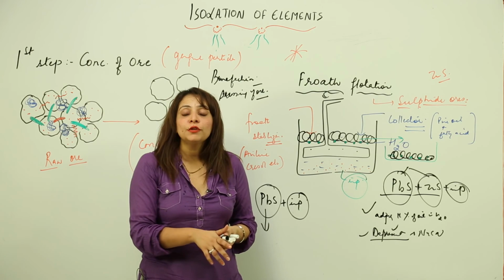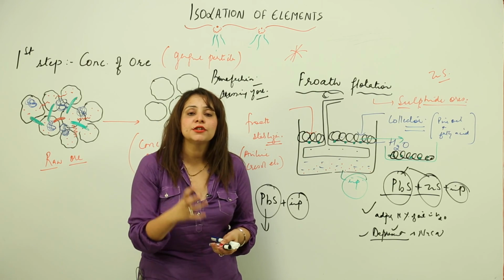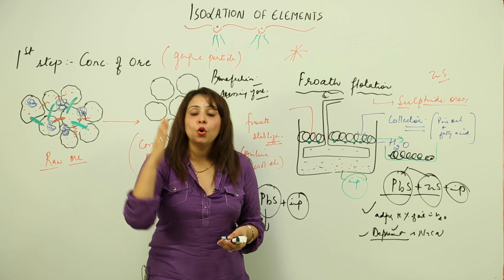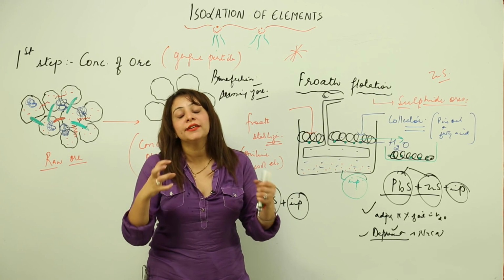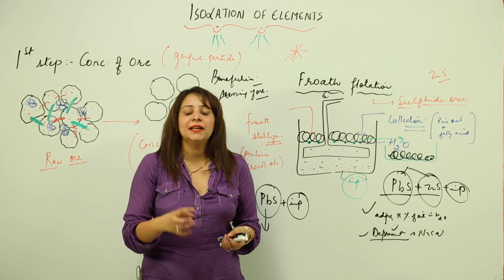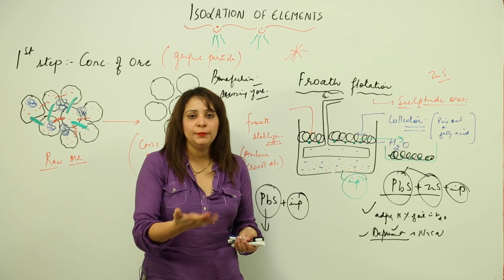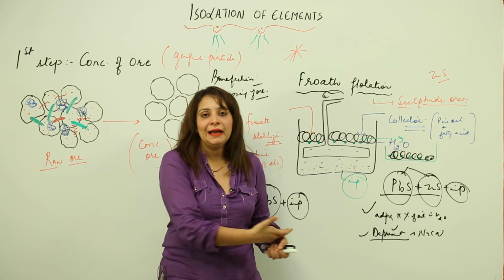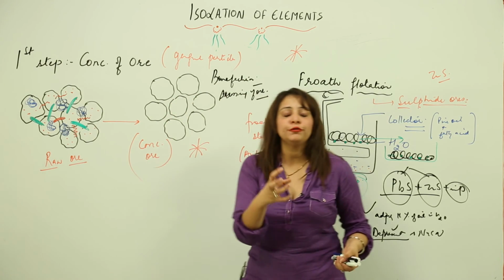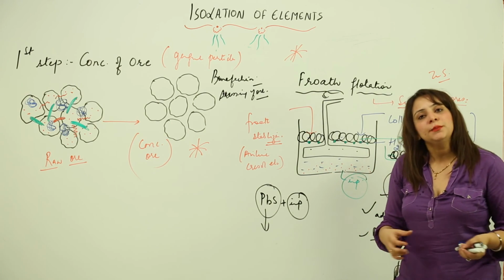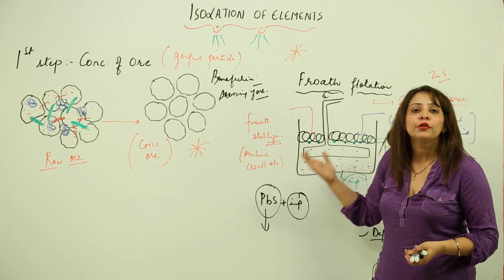So that means froth flotation is particularly used for the sulfide ores, because those ores only have the property to cling with the froth, and we want the ore to cling with the froth. The basic principle behind that is the same, right, that it should cling to the froth and we can separate it from the impurities. So this is what is the froth flotation.